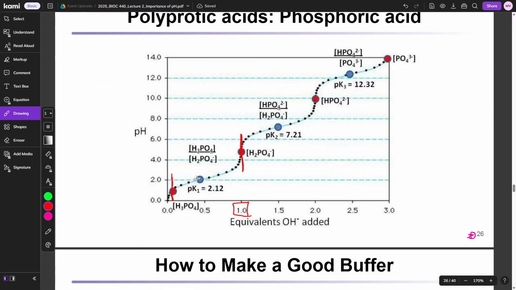So when we look here, to go from this point to this point, I'm basically taking all of the H3PO4, the phosphoric acid, and turning it into the conjugate base form. In order to turn all of it from the acid to the base form, I need to add enough base to get rid of all the phosphoric acid. That is one equivalent, right? So that number changes depending on the molarity of the solution. Good? Yeah?